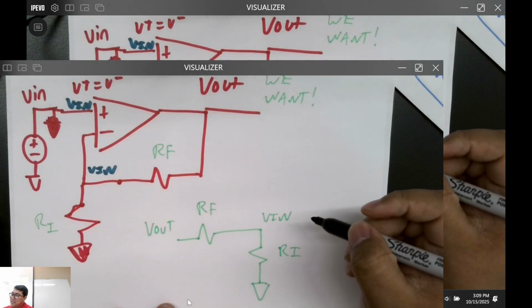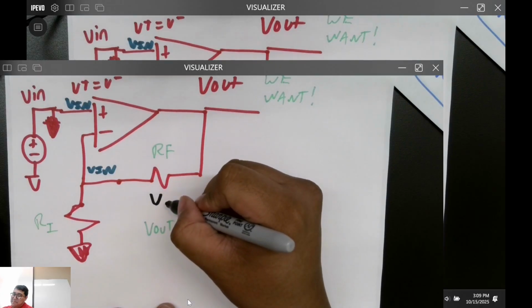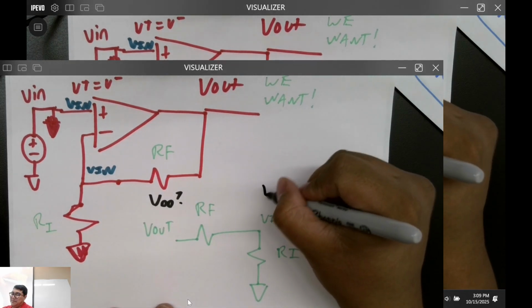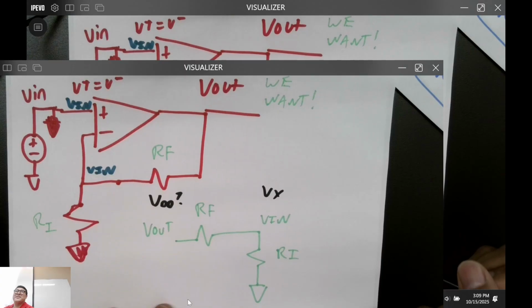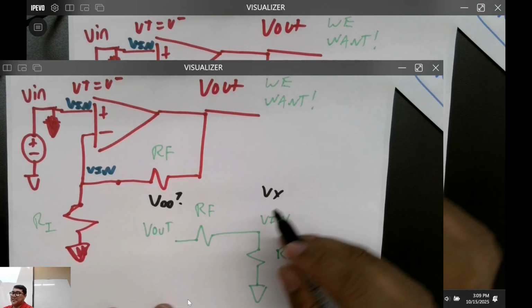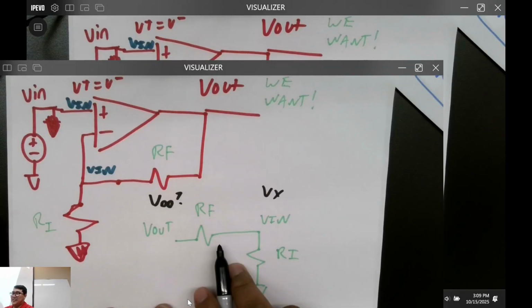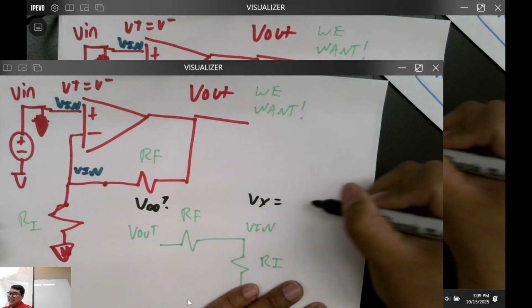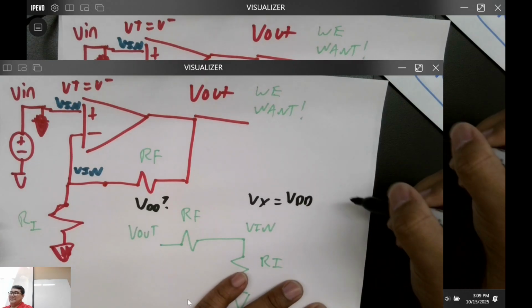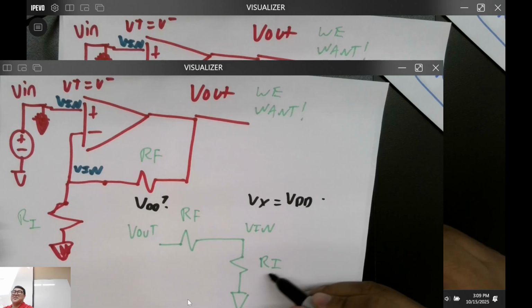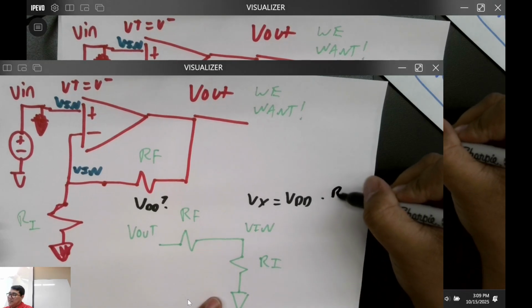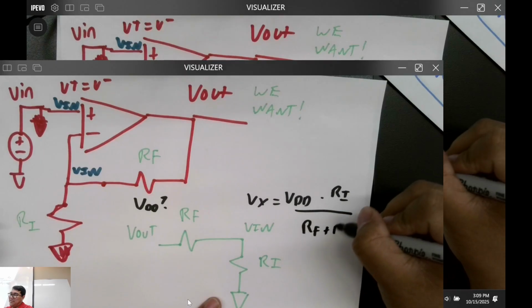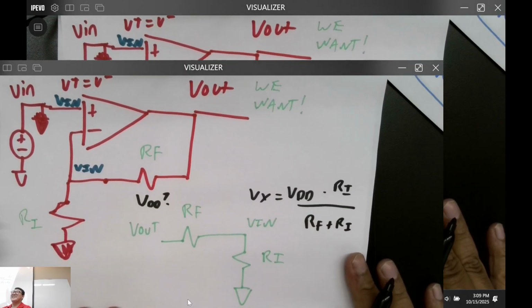I'm going to call this one VDD and this one VX. Does that make sense? Solve for VX with this being the source and these being the resistors. What's VX in terms of a voltage divider? VDD times RI over the sum, RF plus RI. Did I lose anybody here?